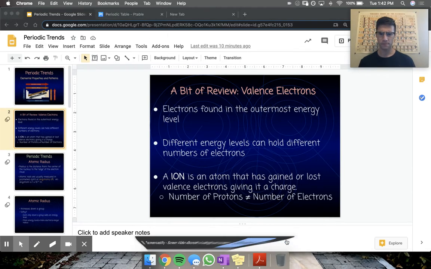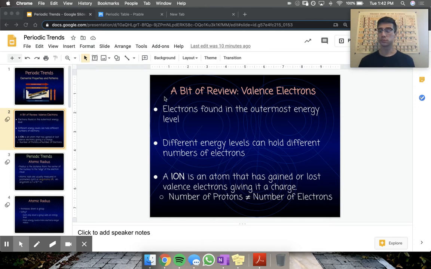Okay, so a bit of review just to be aware of. Valence electrons. A lot of stuff we're going to be talking about today has to do with valence electrons. So keep in mind, valence electrons are found in the outermost energy level. When we're looking at Bohr models and we're talking about the rings of atoms, the valence electrons are the electrons in the outermost ring of that atom. Different energy levels can hold different numbers of electrons. So it's related to the structure of the periodic table.